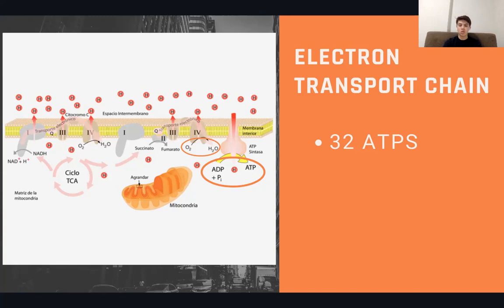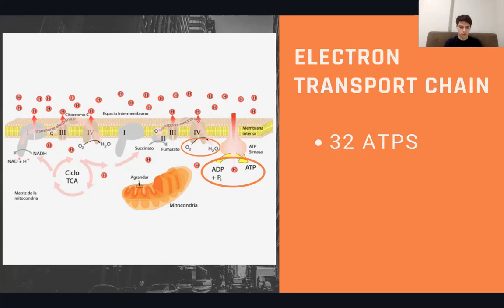Subsequently, the proton concentration gradient between the intermembrane space and the matrix of the mitochondria produces potential energy, which is used for the synthesis of ATP. When passing through ATP synthase, the protons activate the enzyme, which catalyzes the synthesis of ATP from an ADP molecule and a phosphate group. This process produces 3 ATPs for every NADH and 2 ATPs for every FADH2.